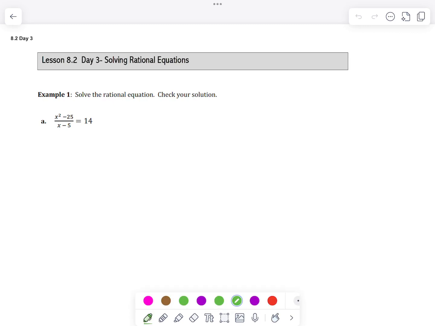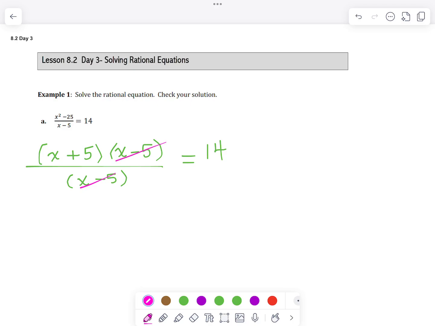So we're going to go ahead and factor the numerator using the difference of two squares, so the quantity x plus 5 and then the quantity x minus 5. And then the denominator just stays the same as x minus 5 equals 14. Now we're going to go ahead and cancel any common factors, which we have an x minus 5 and an x minus 5, so they cancel. And now we have x plus 5 equals 14.